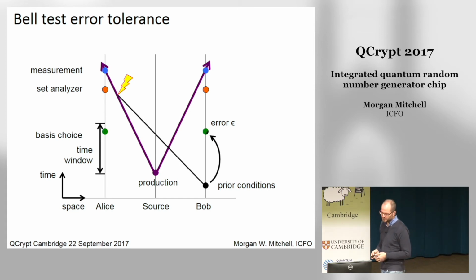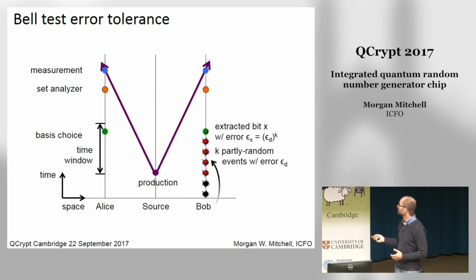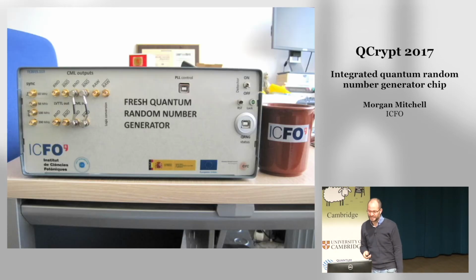Our solution to this was to take the random number generator that we had, which had a known min-entropy, and incorporate a very simple randomness extraction, which just computes the parity of multiple bits. Then we can stuff a number of events in here, calculate the parity, and reduce this error to the levels that were needed by the Bell tests. Okay, that's this device.